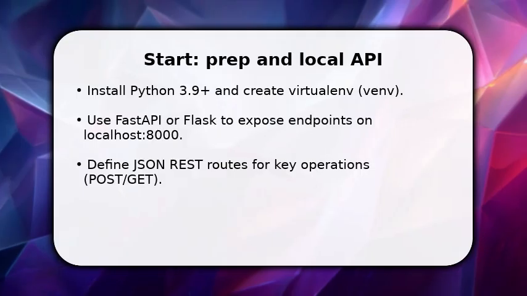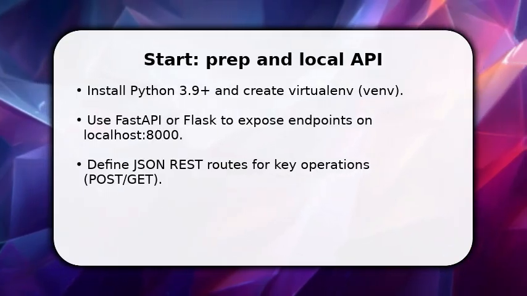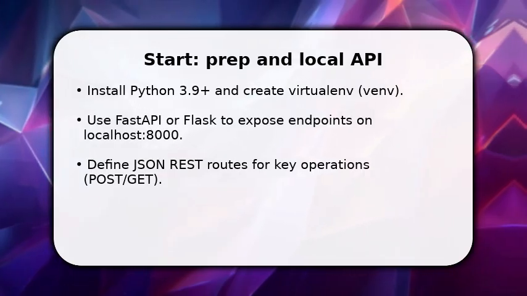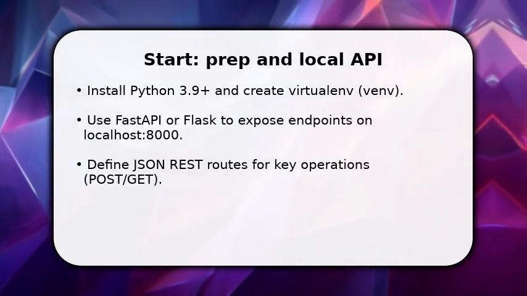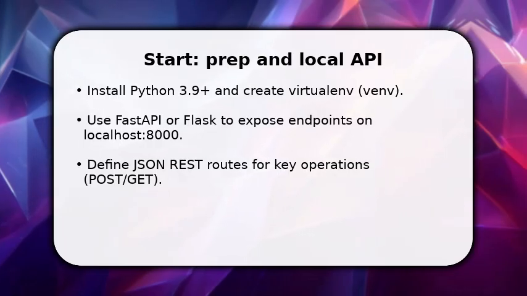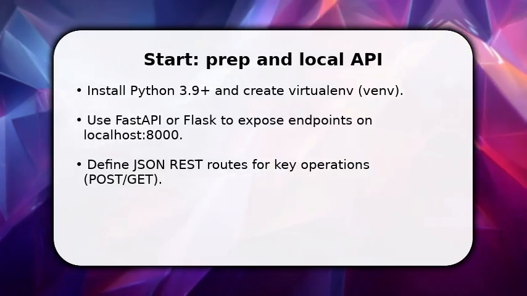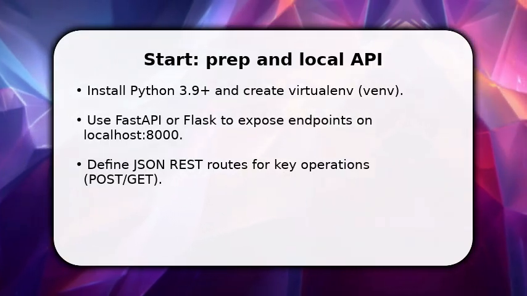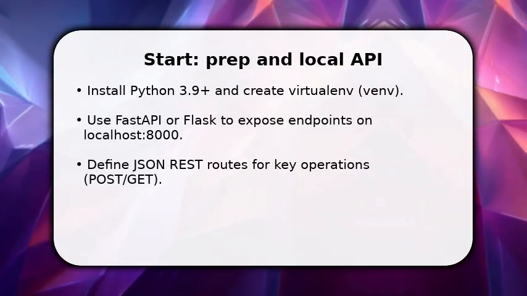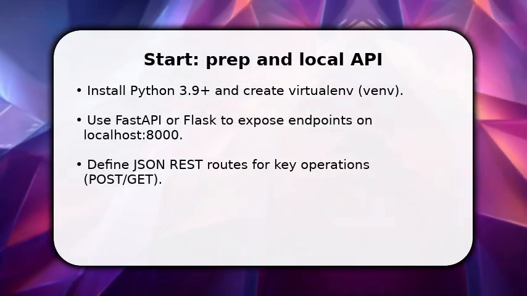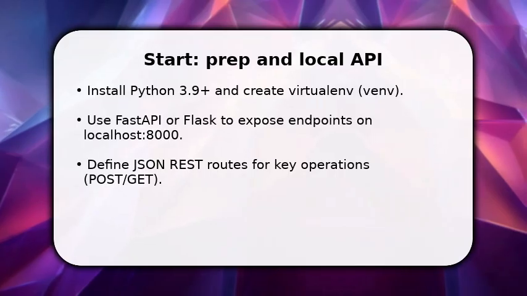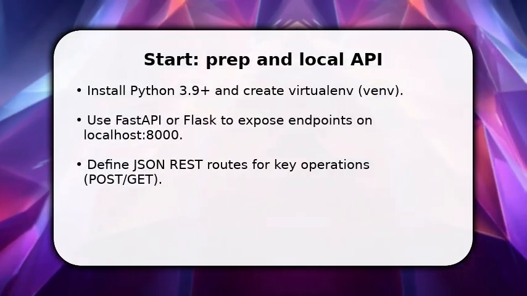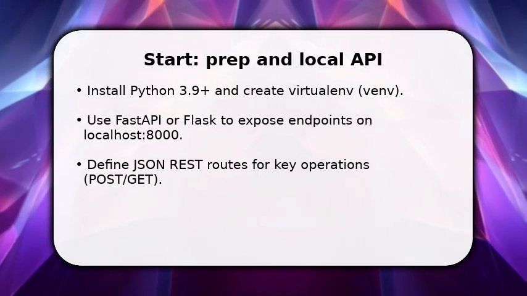You begin by preparing a minimal backend. Install Python, create a virtualenv, then pick FastAPI for speed or Flask for simplicity. Create a small app exposing JSON REST routes on port 8000 and implement a health route so you can test connectivity. Once done, write a single POST endpoint that accepts JSON payloads and returns processed results. Make sure to lock dependencies in requirements.txt, and run the server locally, so React can call it during development.